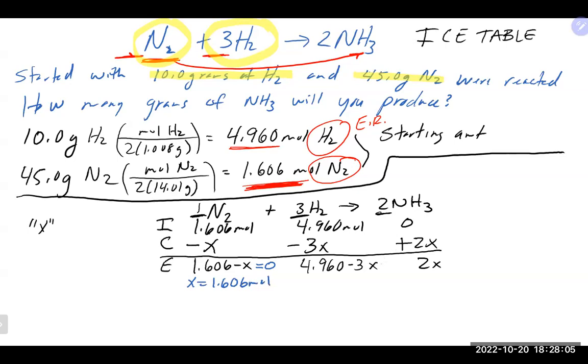I'm going to set this guy equal to 0, which means 3X, moving that to the other side, equals 4.960. And that basically means 4.960 divided by 3, 1.653.